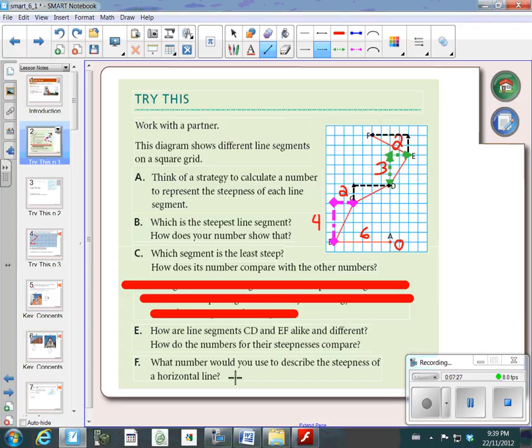Part F. What number would we use to describe the steepness of the horizontal line? Well, the steepness of the horizontal line would be, as we said, no rise and a run. So it has a measure of 0 steepness because there is no steepness to it. It's flat.